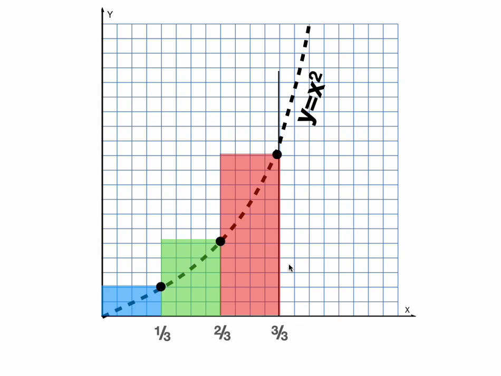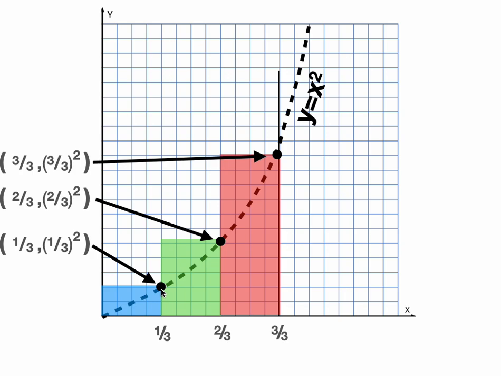If we divide our interval here into 3 pieces, each one has, so this is x equals 1/3, x equals 2/3, and x equals 3/3 from 0 to 1. These points are just the x values, x equals 1/3, x equals 2/3, x equals 3/3, or 1. The y values of these points are just the function y equals x squared. So this point is 1/3, 1/3 squared. 1/3 squared is 1/9. This point is 2/3 x.